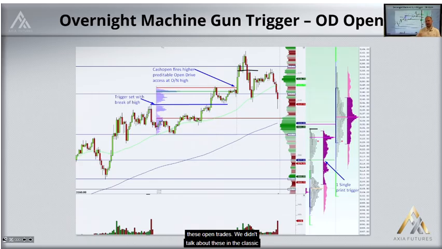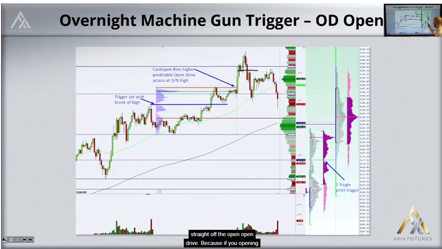We didn't talk about these in the classic open trades. This is more something that is a result of a very specific profile type, very specific profile shape. That's when you can look for an open drive. And with these, if you've got the high of the overnight session to play for, that's the one you can go for. You can play it on the break there to give yourself a defined entry point rather than just playing the straight off the open drive.